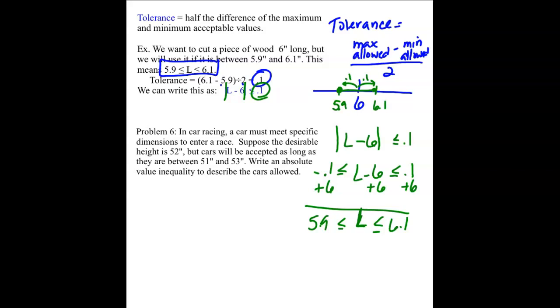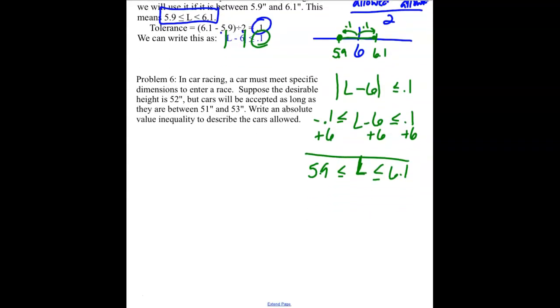So to write an absolute value inequality when we're talking about tolerance, you are going to say your variable minus your desired amount, the absolute value of that has to be less than or equal to the tolerance.